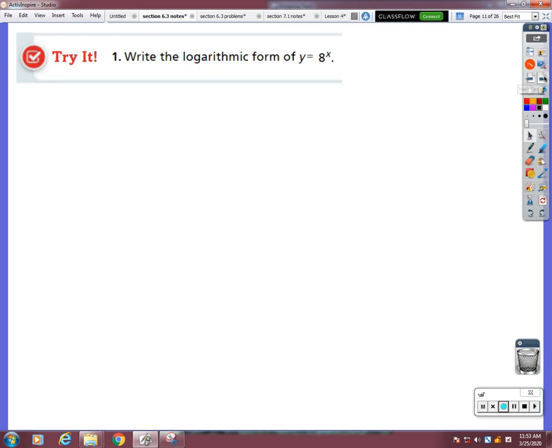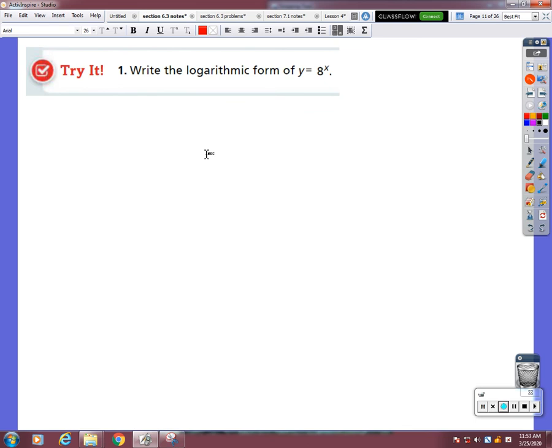Okay? Alright, but before we do that, what we're going to do today is we're mostly just going to practice with that basic idea of taking an exponential function and flipping it around and writing it in log form.